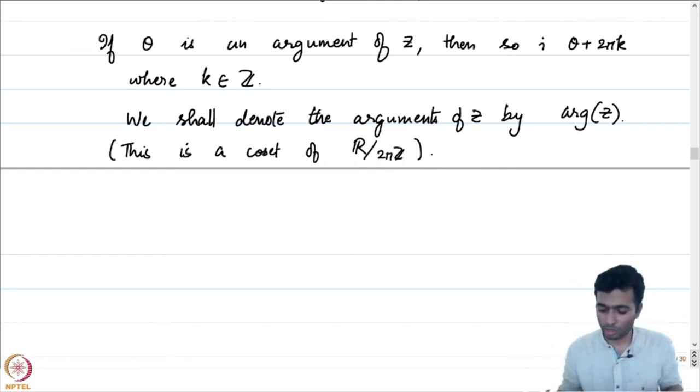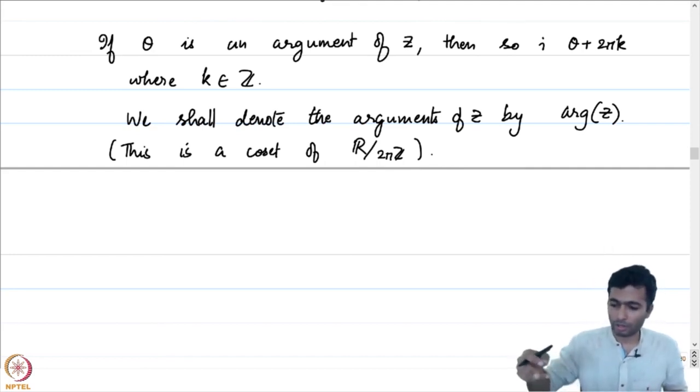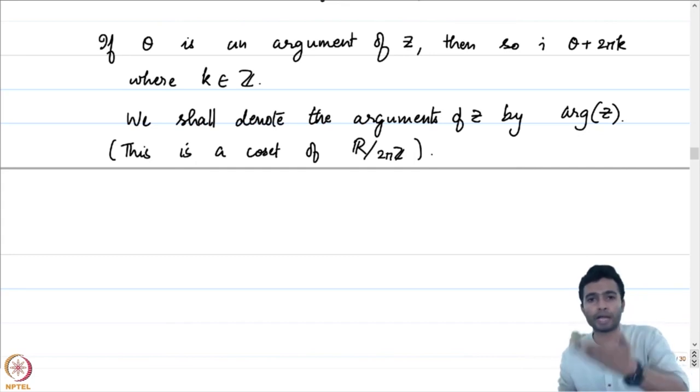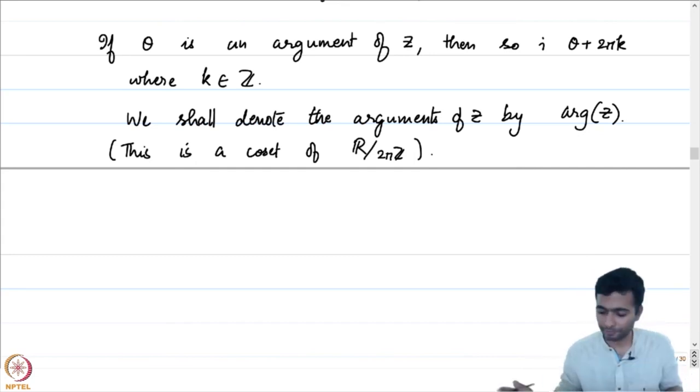Geometrically, we already saw what the argument means. If you go around in the counterclockwise direction by 2 pi, you get back the same number, the same vector, right? That's the geometric picture to look at.